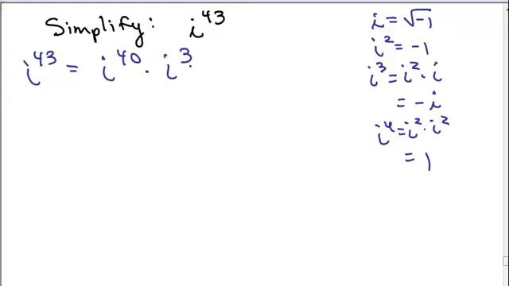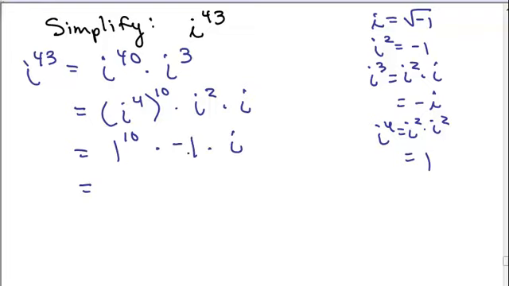What really matters is the remainder when you divide this number by 4. So imagine if you divided 4 into 43, you would get 10 remainder 3. That's the important part. But if you want to see why, it's because 40 could be written as i to the 4th to the 10th power. i cubed could be written as i squared times i. And here we go, i to the 4th is just 1. And so 1 to the 10th power is always 1. That's the idea.